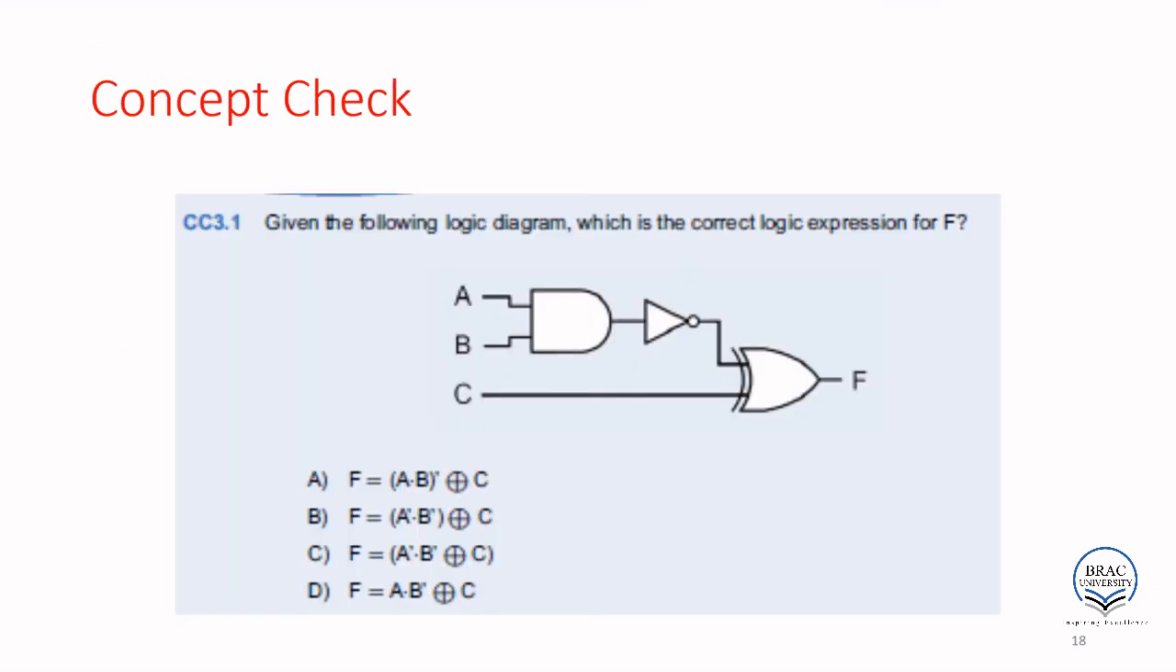Check the concept. Given the following logic diagram, which is the correct logic expression for F? You are given this AND gate with an inverter and then an XOR gate. So what should be the output? I suggest you try to find the solution. We'll check it in the lecture session.